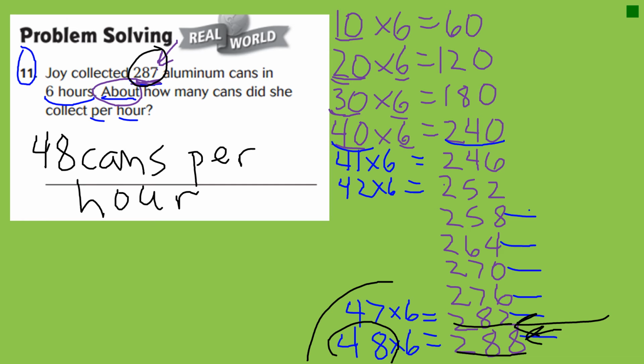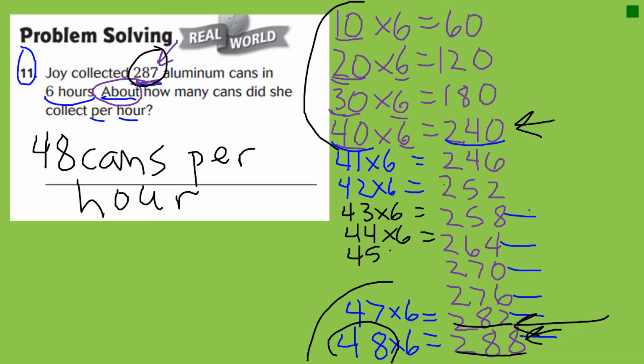Okay, so we did our tens, we got all the way to 240, and then just added on one set of 6 at a time. And like I said, you can do bigger chunks than one at a time, but there's nothing wrong with one at a time. Okay, until we got to 48 sets of 6, which was very close to 287 cans. It was 288, so she collected about 48 cans per hour. Awesome.